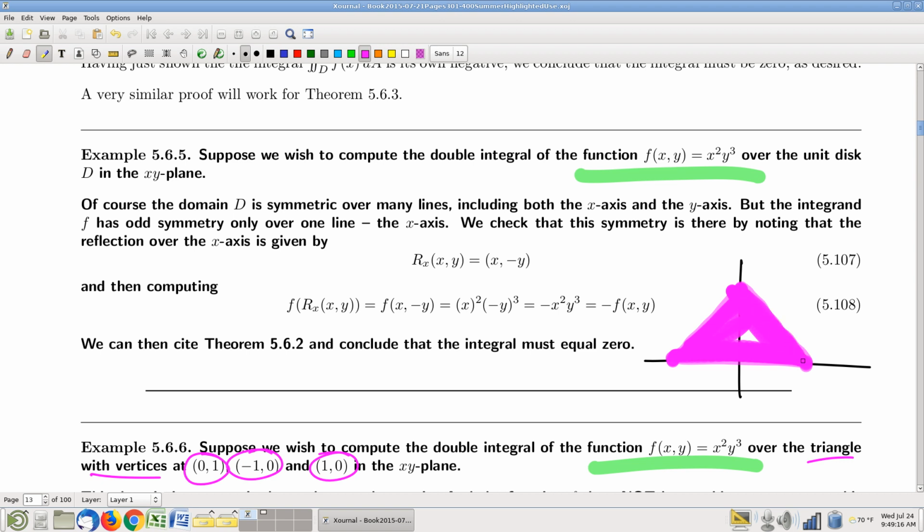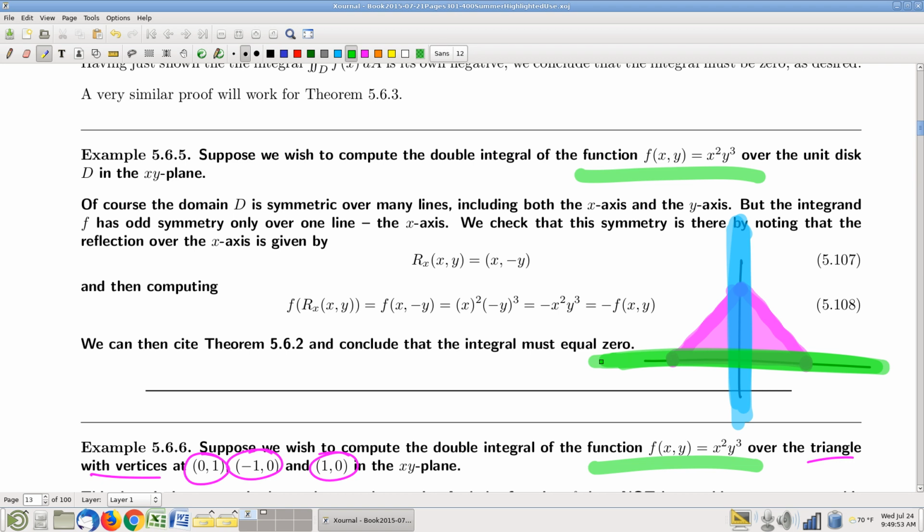And here's the landmine that students also often step on. A lot of students say, I see a symmetry. This domain is symmetric, and our function has odd symmetry. Integral equals 0 by symmetry. And they walk away, turn the page, psyched. Right? And it's wrong. This is a very easy mistake to make. Here's what the mistake was. The domain is symmetric over the y-axis. The function has odd symmetry over the x-axis.